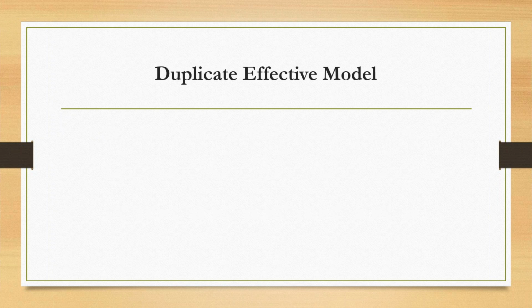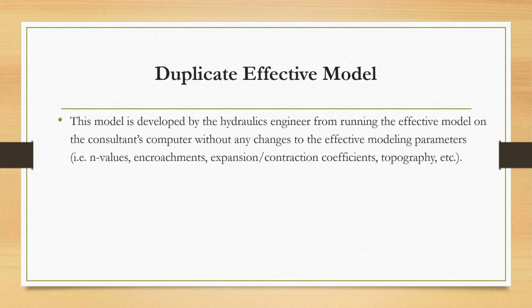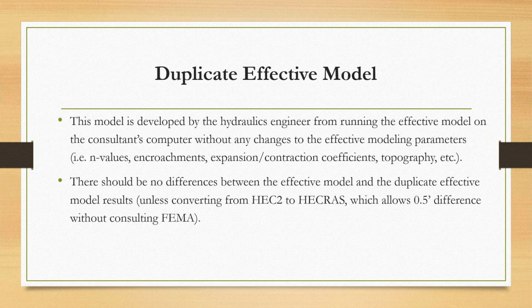So what happens is, after you have your effective model, let's say it was a HEC-2 model from the 80s, then the engineer, if we're having to come up with a no-rise, we need to have that model on our computer. So we try to duplicate that model on our computer, therefore a duplicate effective model. We get that HEC-2 or whatever model it is running on our computer, and we cannot make any changes to certain parameters, whether it's encroachments, the expansion and contraction coefficients, the topography, or N values. None of those can be changed. We're just trying to get the model to run properly on our machine.